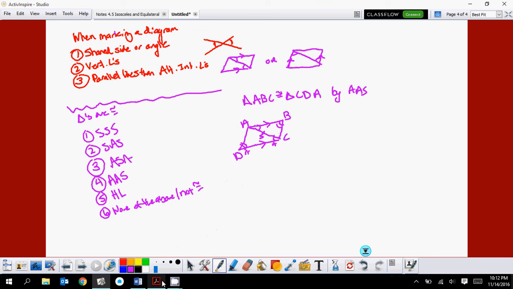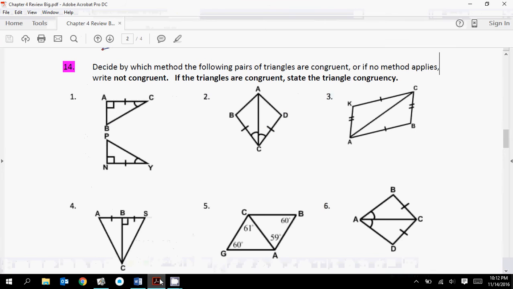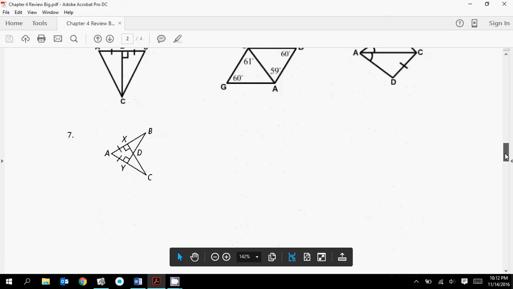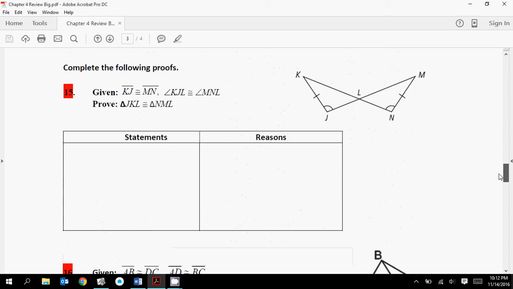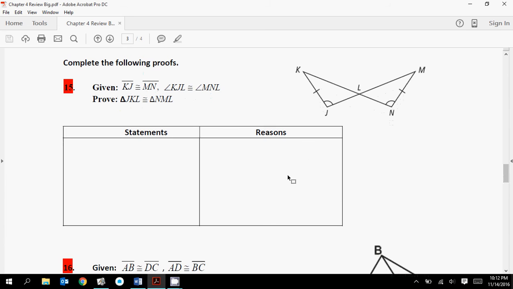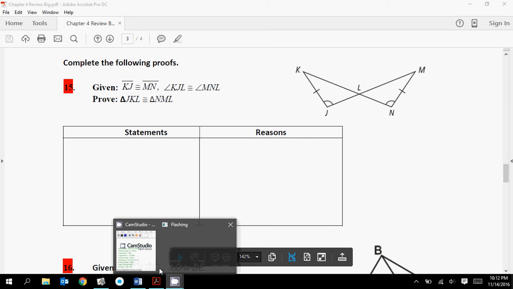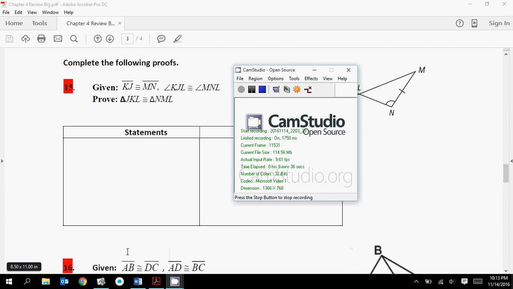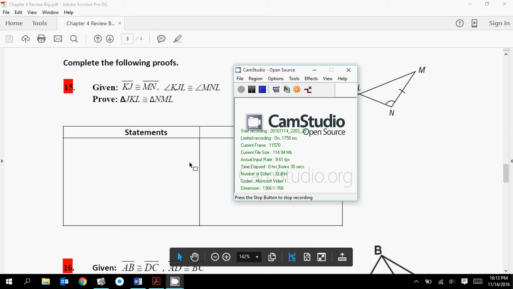Hopefully that helps you out, and you can go ahead and do those 6. Basically, if you do those correctly, it's almost like you're doing a proof in your head, and I'll explain that in the next video. So go ahead and finish up that question 14, which is really 7 questions. I hope this helps. Let me know if you have any questions.